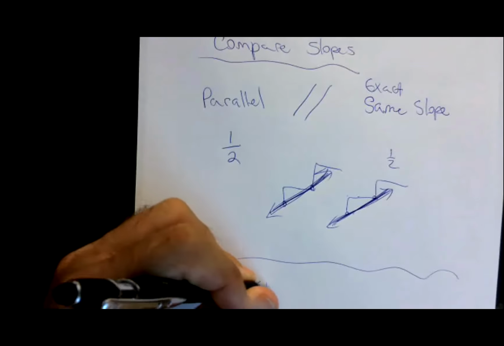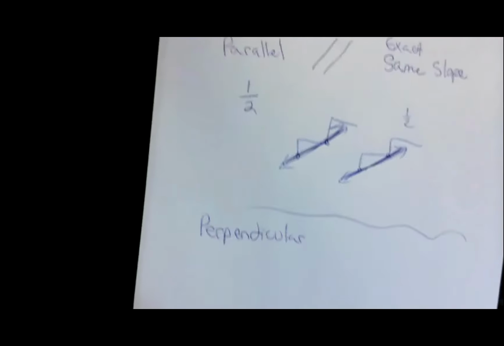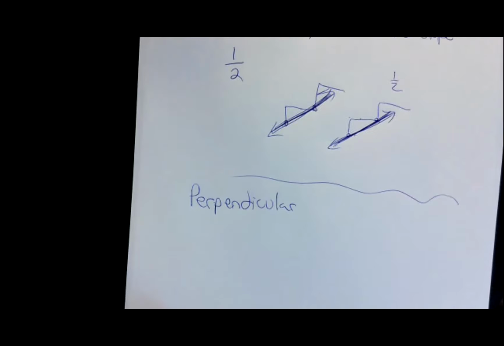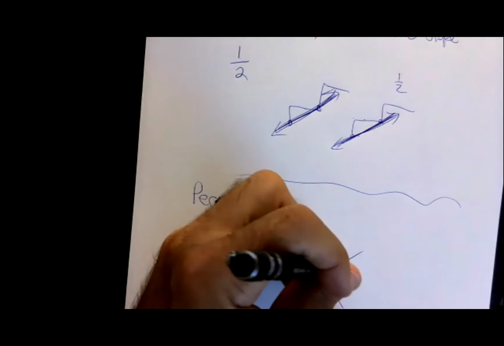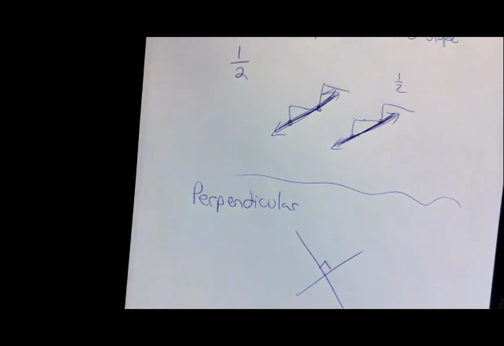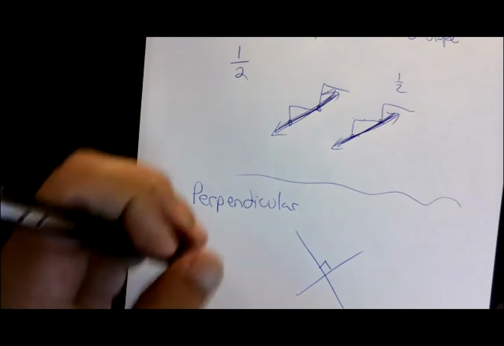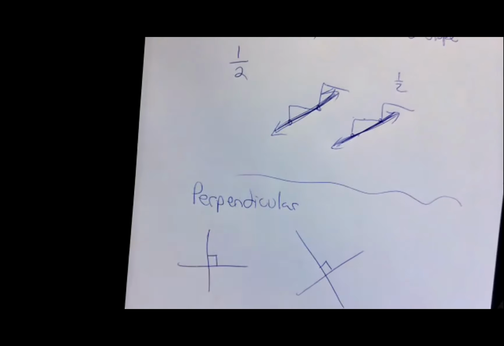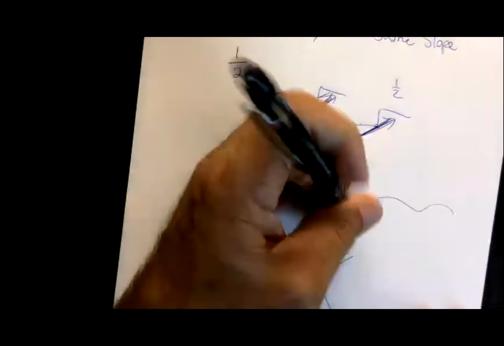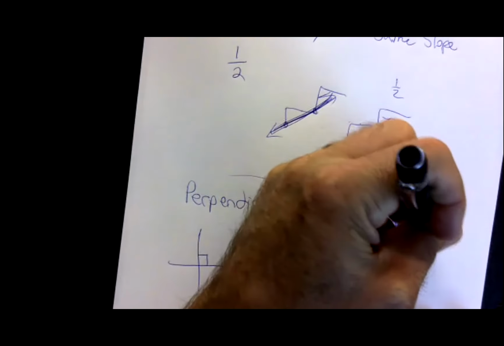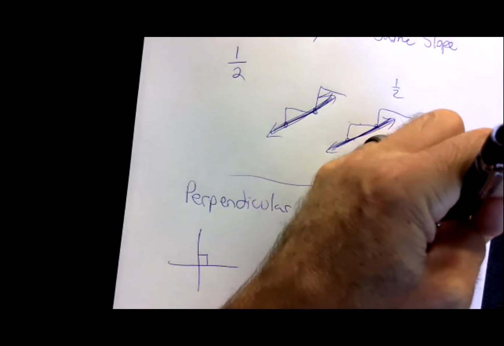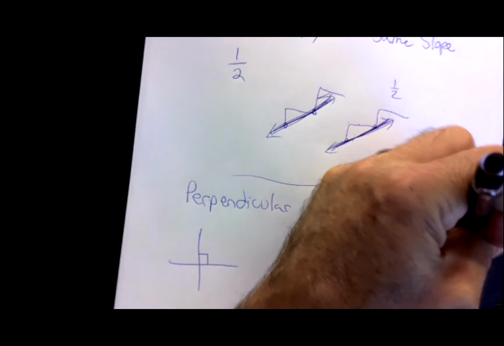Perpendicular lines cross, but very specifically, they will cross at a 90-degree angle. Perpendicular lines will have slopes that are opposite and reciprocal.